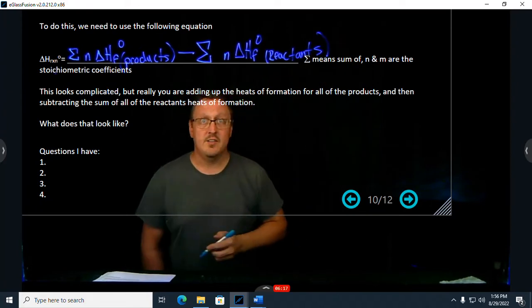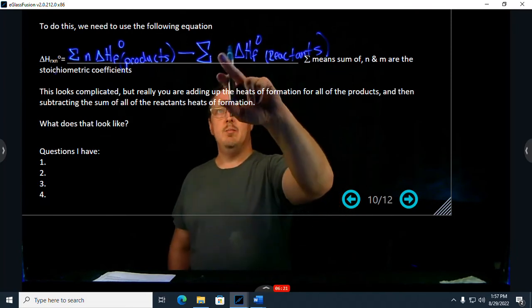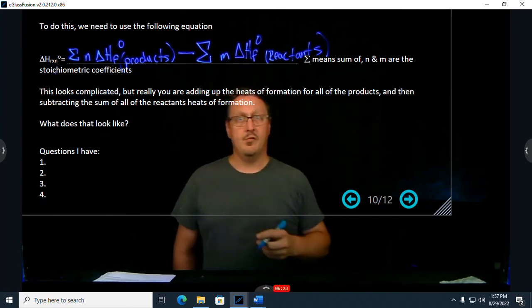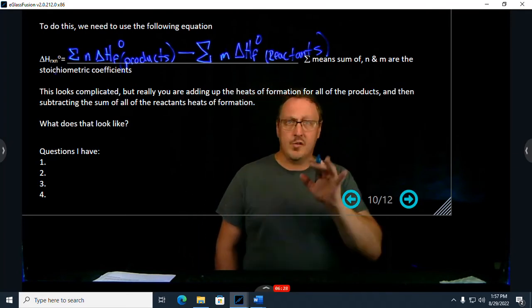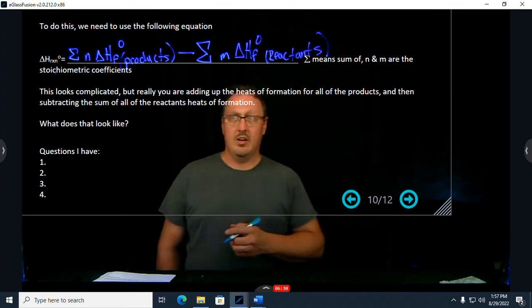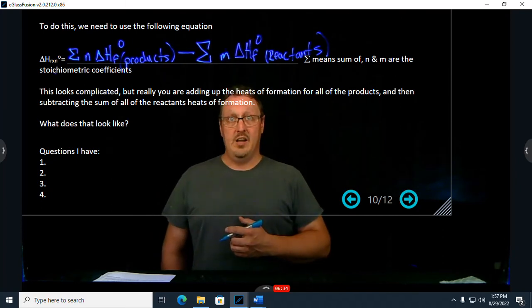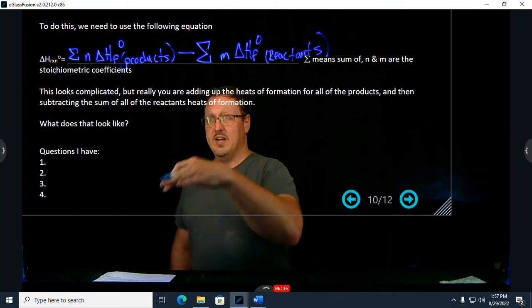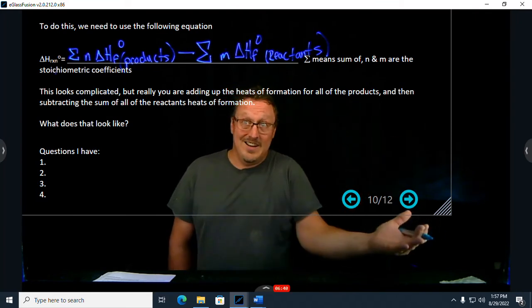Sigma means sum. N and M, I'm sorry, this should have been an M, not an N. Sorry, wrong textbook. They are the stoichiometric coefficients. You'll see what that means in just a second. Like I said, this looks really complicated, but all you're really doing is adding up the heat of formation of all the products and then subtracting the sum of the heats of formation of the reactants. And that's really all you're doing.